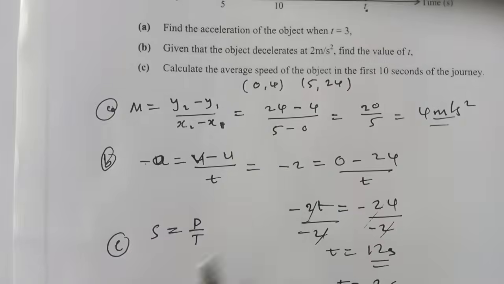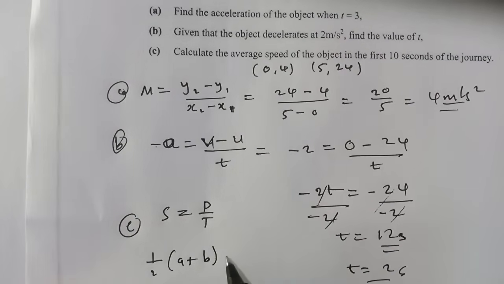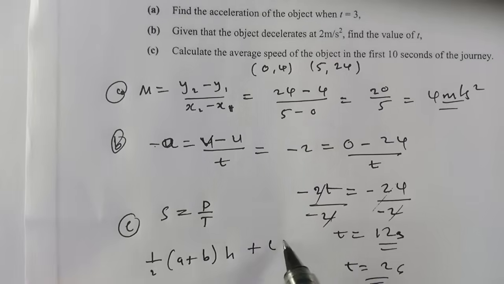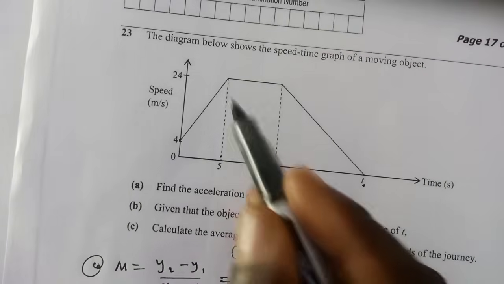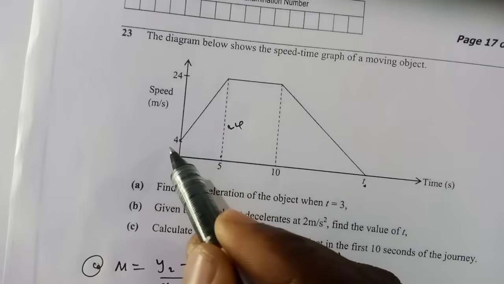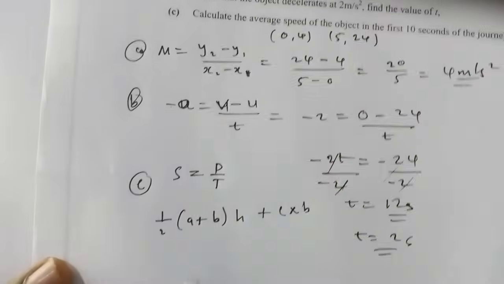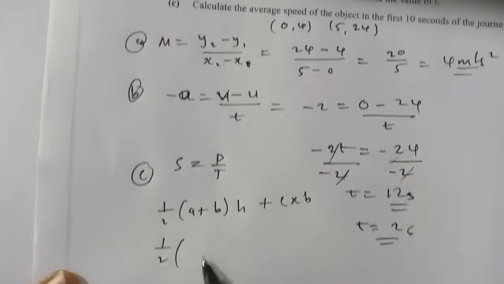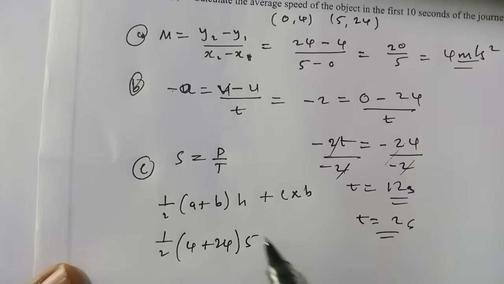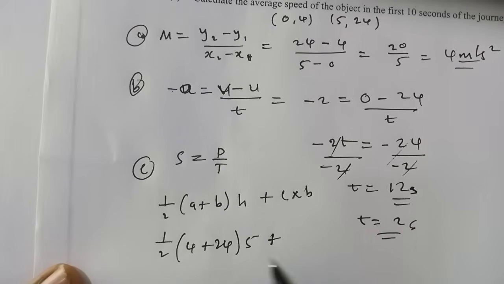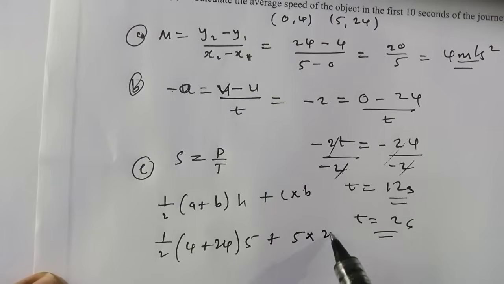So we can start with the area for finding the trapezium, plus L times B. So this is the trapezium. Our A will be 24 and our B will be 4. Our height will be 5. So for the trapezium we have everything. So we can say A is 4 plus 24, multiplied by the height, which is 5. And L times B, there is 5 times the height, which is 24.